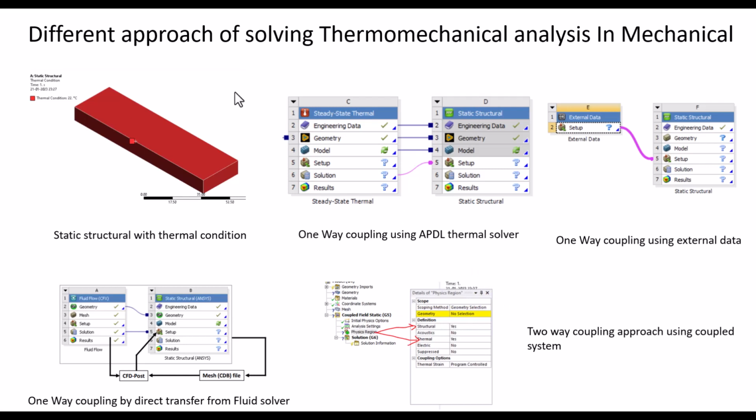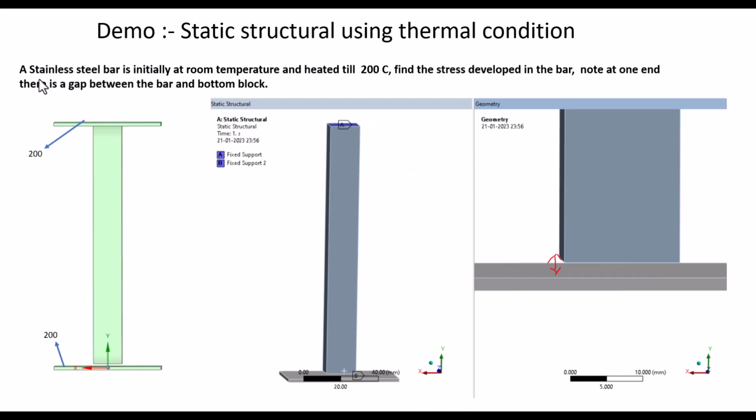So let's just start with our first demo. In this case, we have taken an example in which a stainless steel bar is initially at room temperature and heated up to 200 degrees centigrade, and we are trying to find the stress developed in the bar. Note that at one end there is a gap, so this bar is going to expand and hit this bottom block, and after that, due to the contact established between the bar and the block, it cannot expand further.